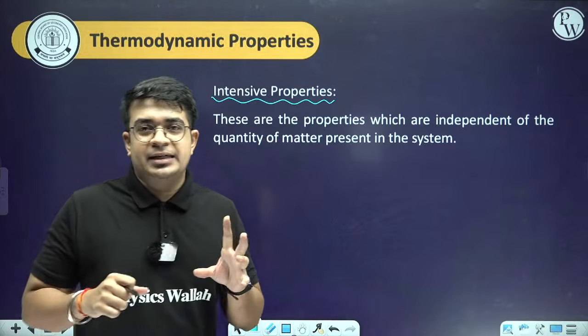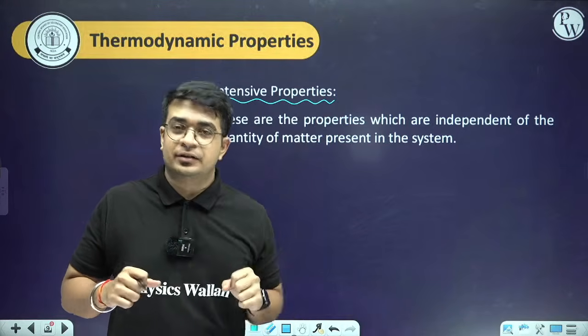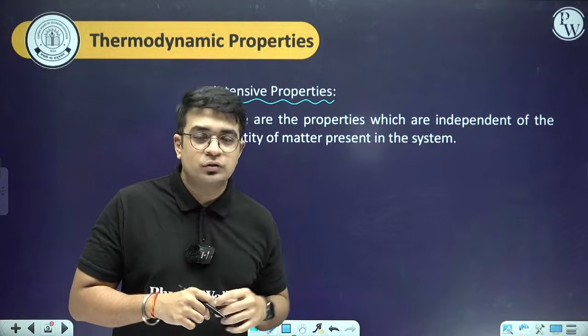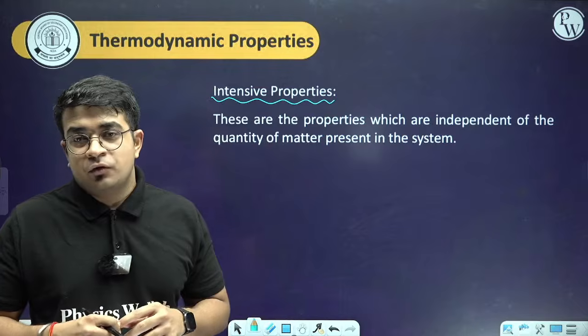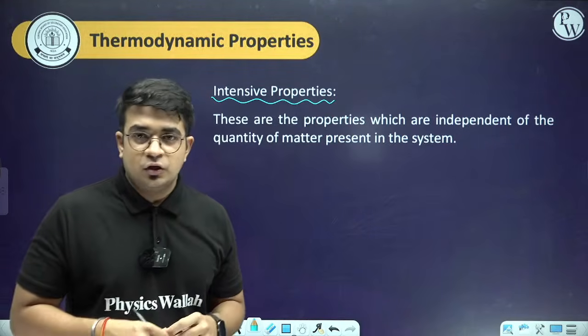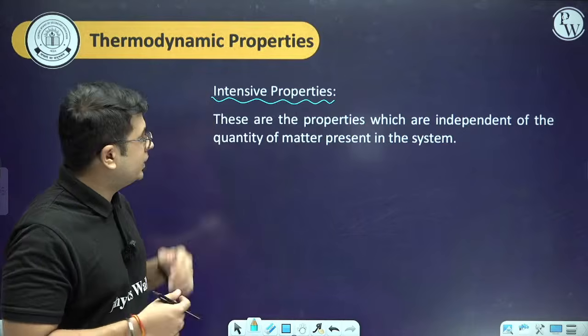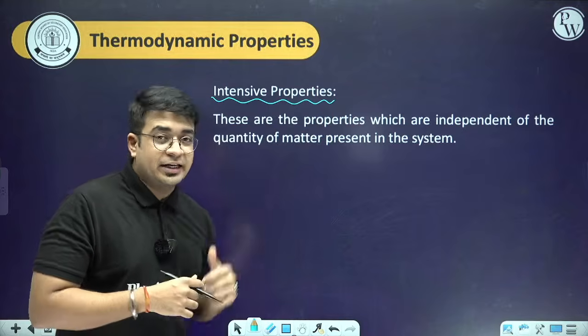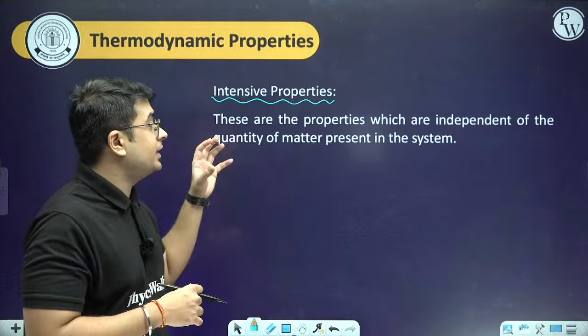Now, if I talk about the intensive one, basically all those quantities, or I can say all those measurements, which on bifurcation give you the same kind of result, those properties are known as intensive properties. It means they are independent of the quantity of matter present in the system.